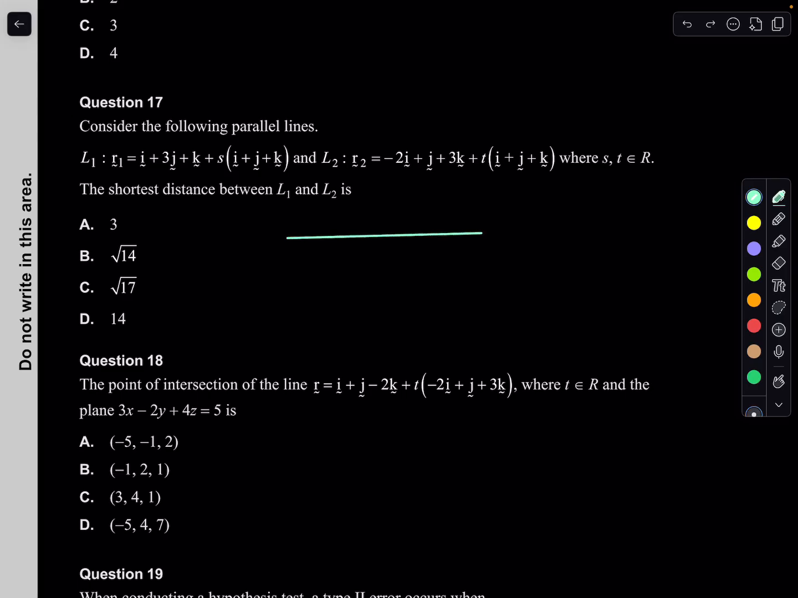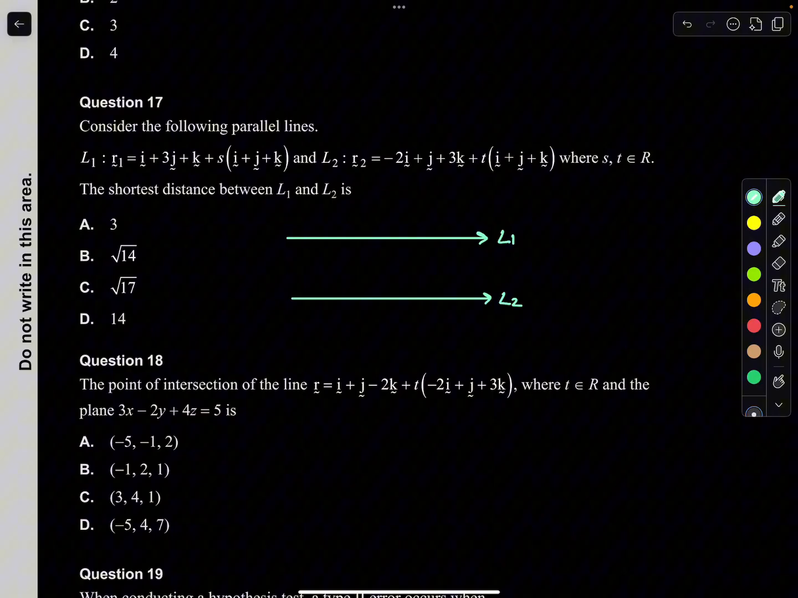So if we draw one vector over here, let's call this line 1, and let's call this line 2. So that's L1 and L2, and they are parallel. Can you see how they're parallel? Well, the shortest distance is this distance over here. It's going to be the shortest, and of course, these are perpendicular.